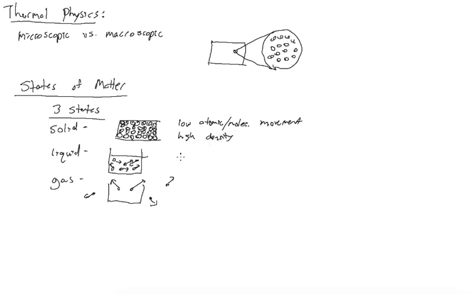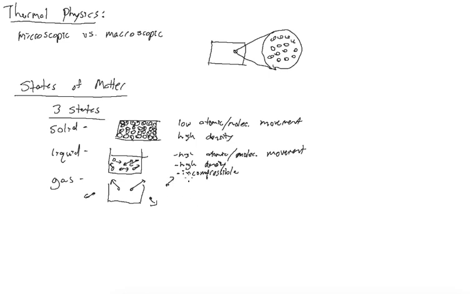Here, there's high atomic or molecular movement. They can move all around and swap places and things like that. And this has a high density, and also is very incompressible. That's a big thing that people think of as the difference between liquids and gases, is that liquids are incompressible. By incompressible, I mean they're hard to compress.